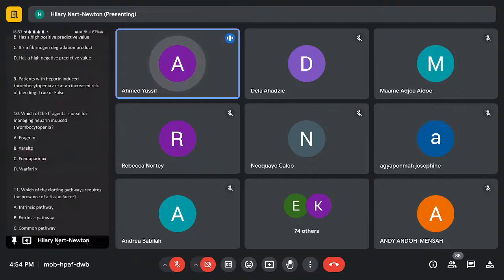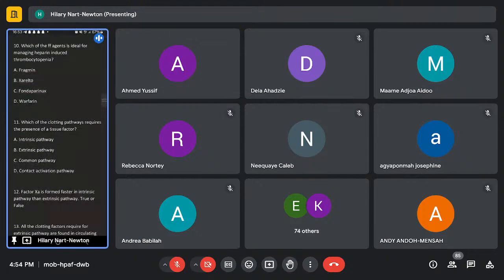Yeah, fondaparinux. So when someone has heparin-induced thrombocytopenia, you want to avoid heparin products, you want to avoid warfarin, but you can use fondaparinux in such an instance.